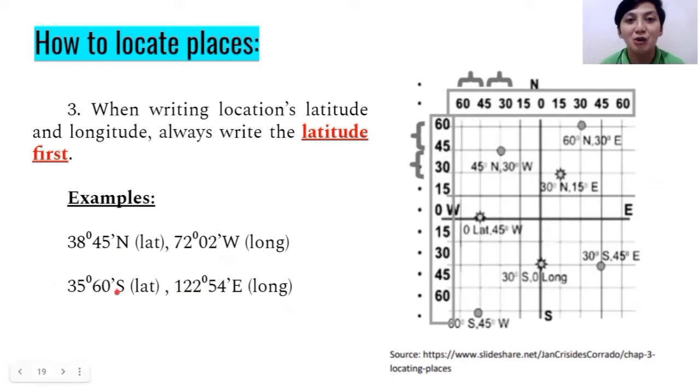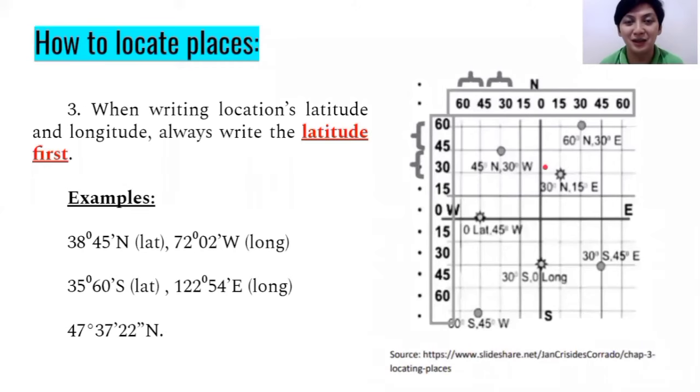So you first write latitude, then longitude, then 47 degrees, 37 minutes, and 22 seconds north. Okay, so meron tayong minutes dito, and meron na rin tayong seconds dito. Okay, 47 degrees, 37 minutes, and 22 seconds north. This is very good latitude. Okay?